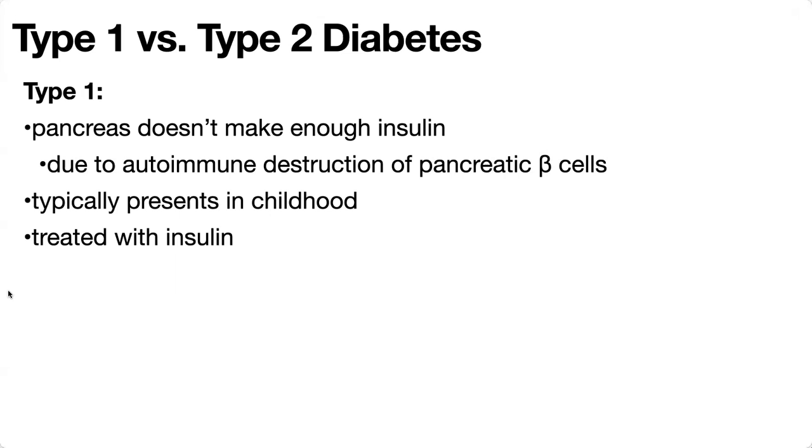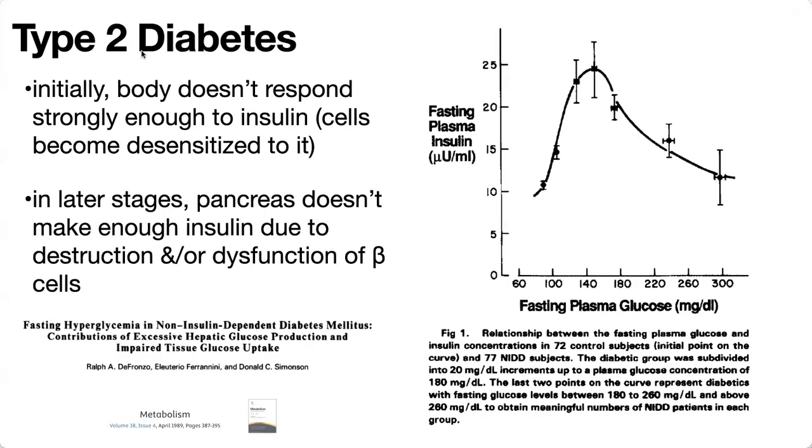But let's talk a little bit more about type 2 diabetes now. Here, initially, the body doesn't respond strongly enough to insulin because the cells have become desensitized to it. We'll talk more in a minute. And then in later stages, the pancreas doesn't make enough insulin due to destruction and/or dysfunction of the beta cells. In this paper, they had people with diabetes and looked at their fasting plasma glucose. So if they're just fasting, what are their glucose levels?